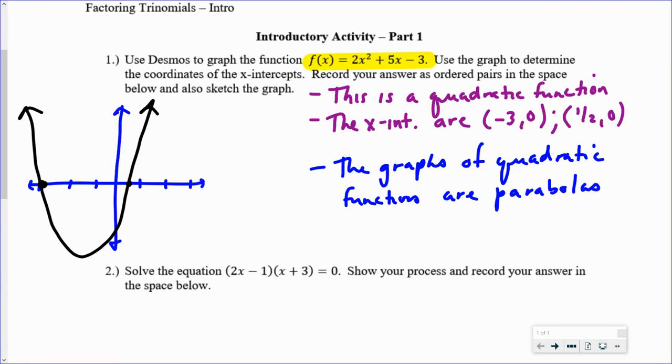And sometimes what you're going to see is that the graphs of quadratic functions are going to intersect the x-axis 2 times. Sometimes they'll intersect the x-axis once. Sometimes they won't intersect the x-axis at all. But the question that we're going to try to answer here is, how can we determine the values of those x-intercepts without having to graph the function?